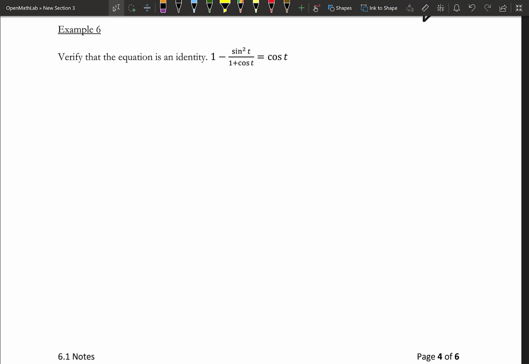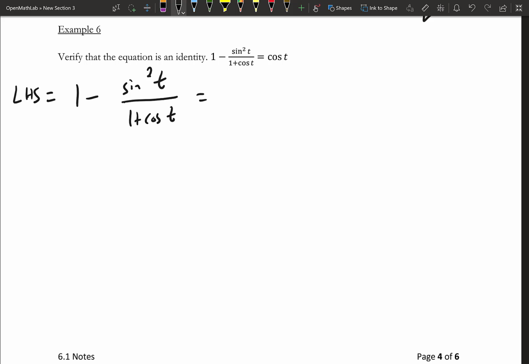So then example 6, we want to verify the equation's identity. We have 1 minus sine squared t over 1 plus cosine t equals cosine t. Again, just start with the left-hand side. So we'd have 1 minus sine squared t all over 1 plus cosine t. Again, let's try to get a common denominator.